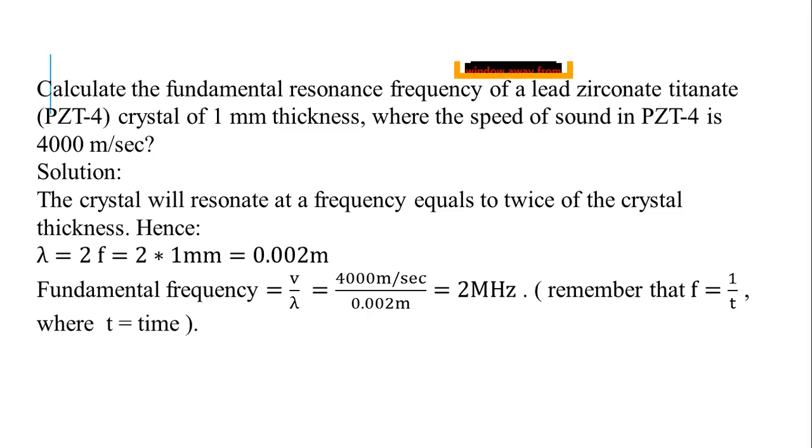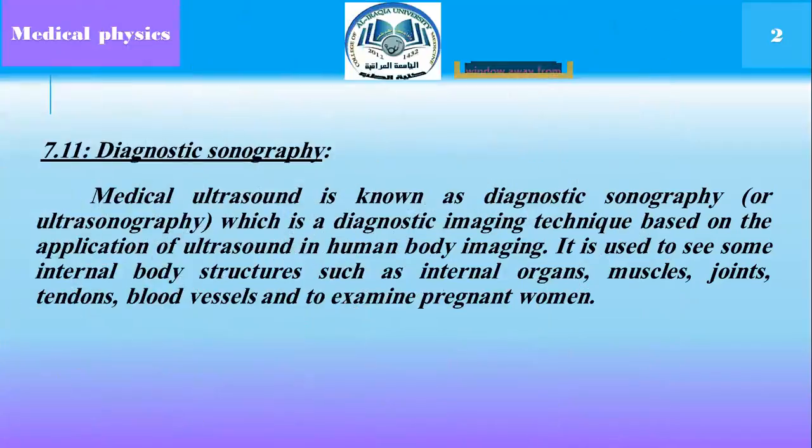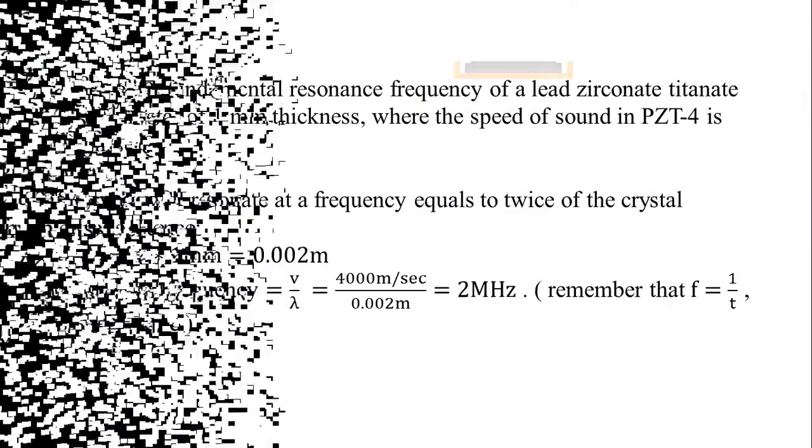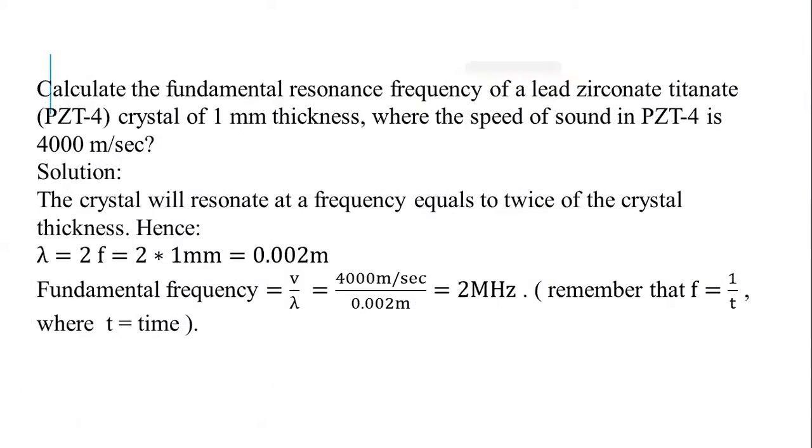In some ultrasonic transducers, one crystal is used as transmitter and as receiver, but it cannot transmit and receive at the same time. While in other transducers, one crystal is used for transmitting and another crystal is used for receiving.